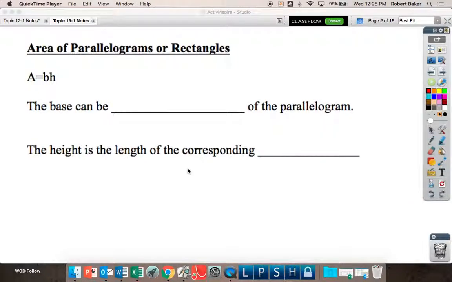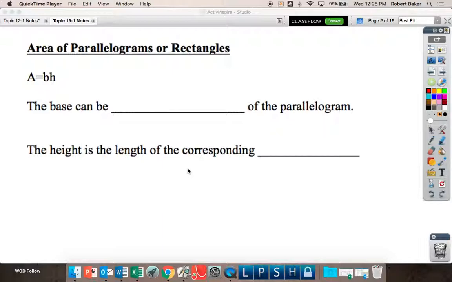Area of parallelograms and rectangles first. Now, we remember when I talk about parallelograms, a square is a parallelogram, a rectangle is a parallelogram, a rhombus is a parallelogram, all those four-sided shapes that are parallelograms. So the same formula works for all of them.